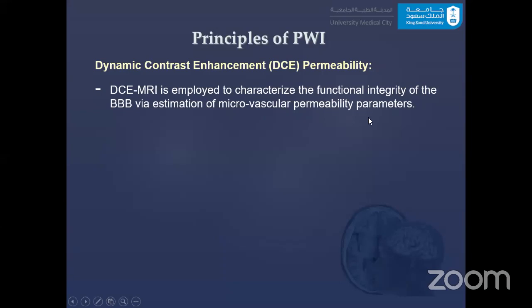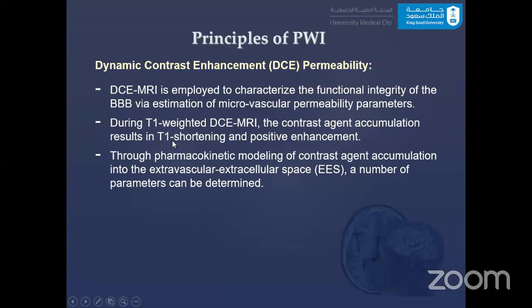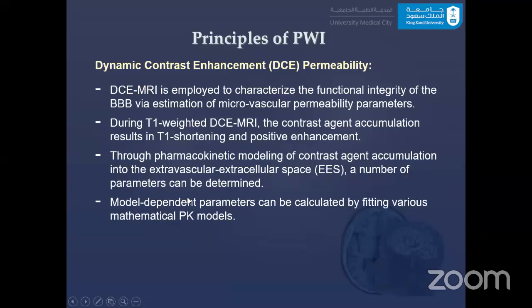So this means that it's mainly applicable for tumors, because the blood-brain barrier is destroyed. So we study the permeability, meaning the transfer of blood through the blood-brain barrier. During T1-weighted dynamic contrast enhanced MRI, the contrast agent accumulation results in a T1 shortening and positive enhancement. So through pharmacokinetic modeling of contrast agent accumulation into the extravascular extracellular space, a number of parameters can be determined.